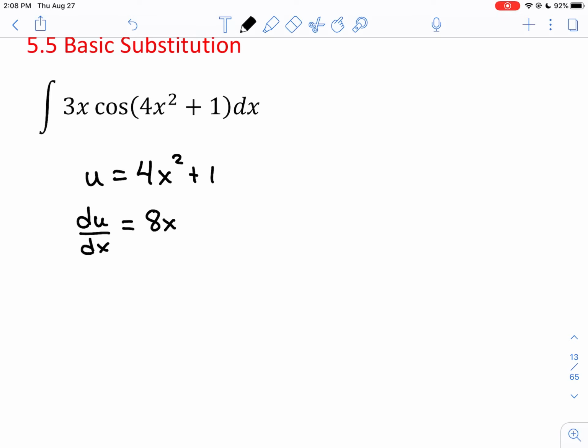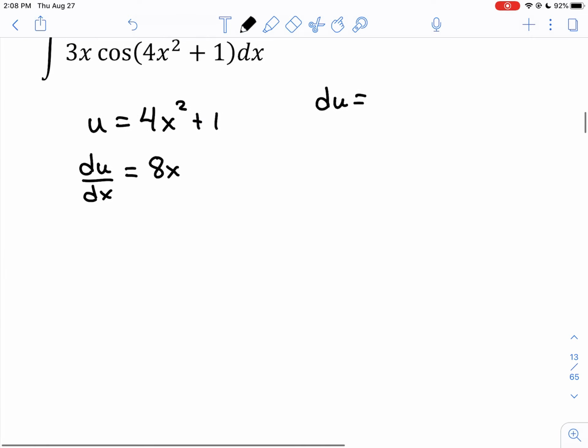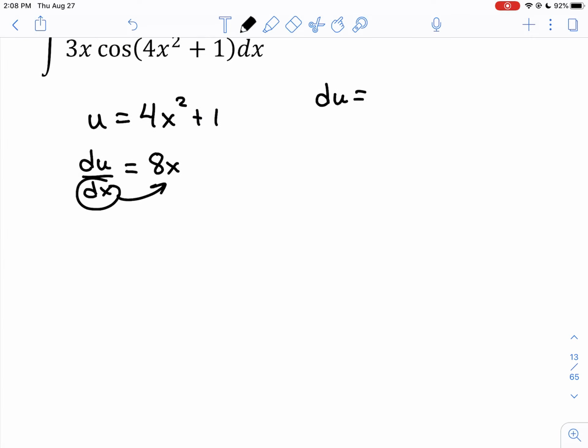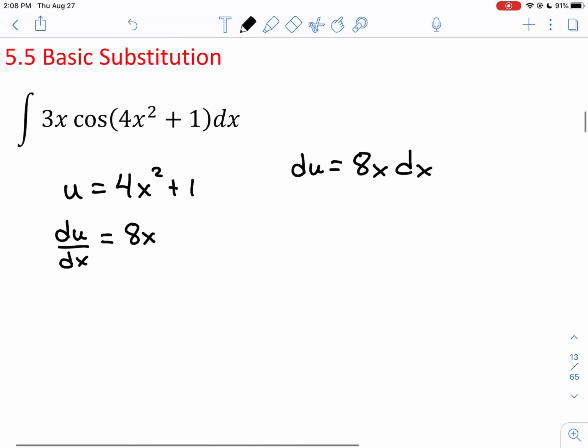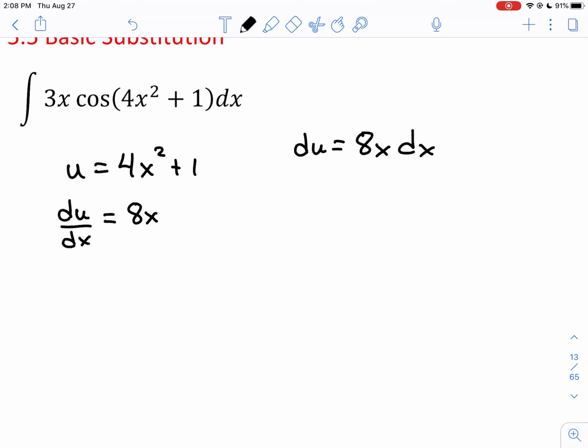Now from here there are two basic approaches for doing the next steps of a basic substitution. One approach is to solve this expression here for du and then construct the du. Let's do that first. So du is equal to, and I'm just going to multiply this dx right to the other side, so it's equal to 8x dx. And now I'm going to take my integral and try to construct this and replace it with du. I call this the constructing du approach. Notice in the original integrand we have the dx present and we have an x present, but we don't have an 8. We have a 3 there.